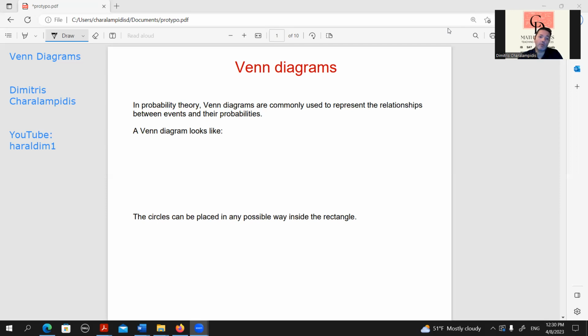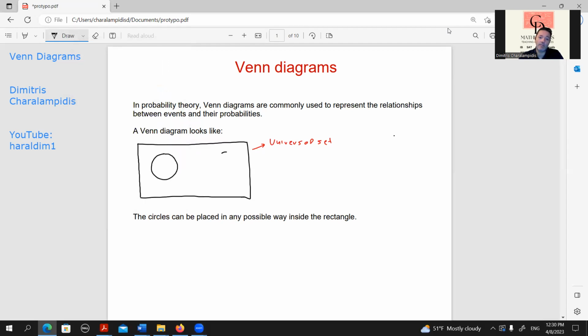A Venn diagram looks like what I'm drawing. At first, we have a big rectangle which denotes the universal set, and inside that rectangle, we have circles. These circles denote events, different events. These circles can be placed in any possible way inside the rectangle. And by that, I mean that they can be like this. These are called mutually exclusive.